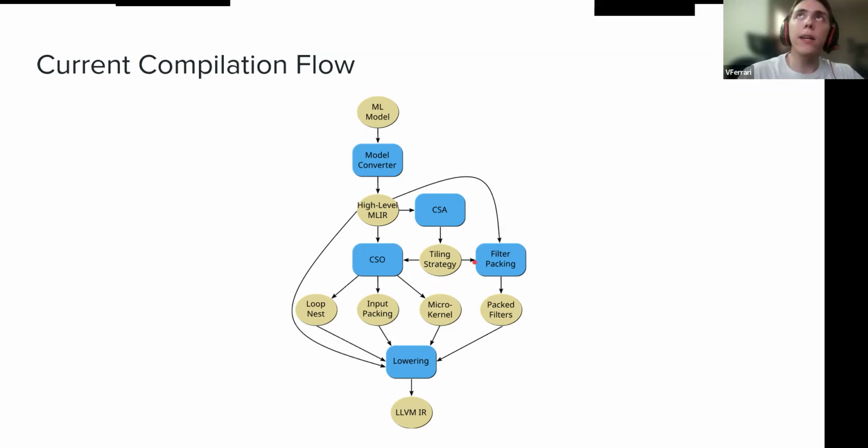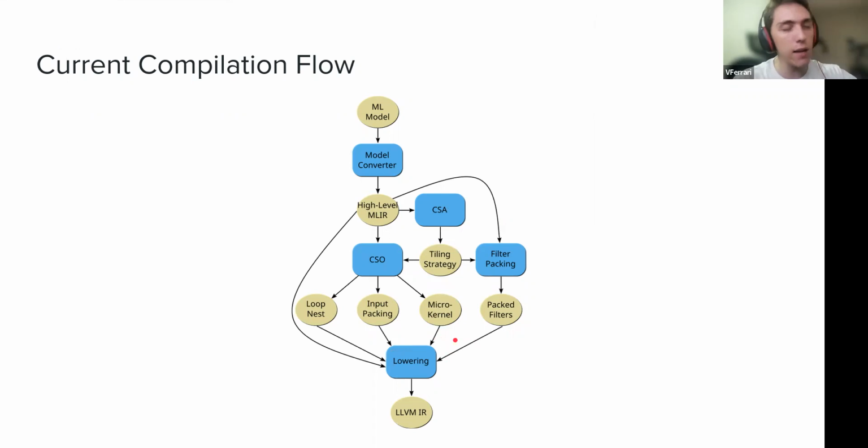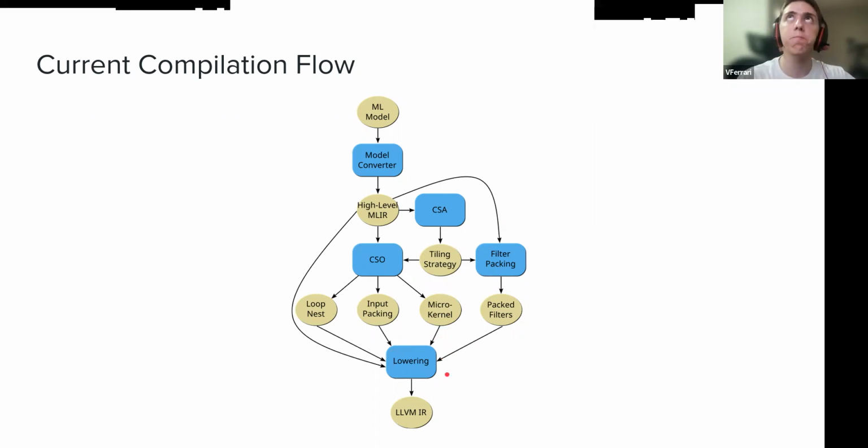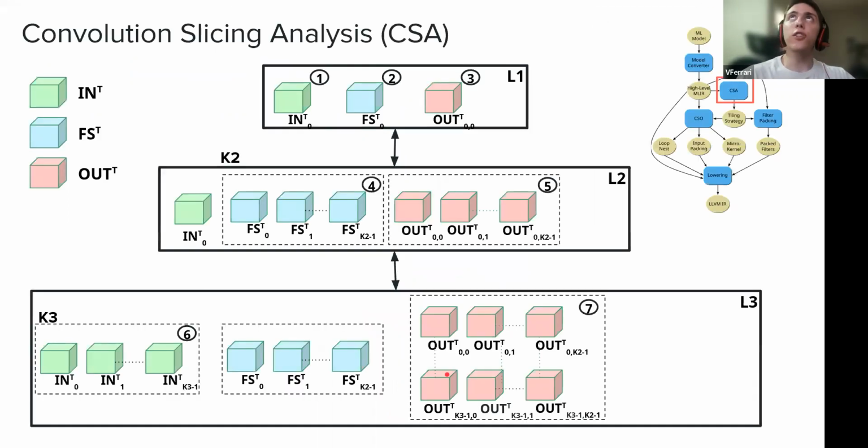So now let's talk a little about some of these blocks a little further with a little more detail, but still on a high level basis. So let's start with CSA, the analysis pass. The analysis pass calculates the tiling strategy, right? So it calculates the tile size and the distribution over the cache hierarchy.